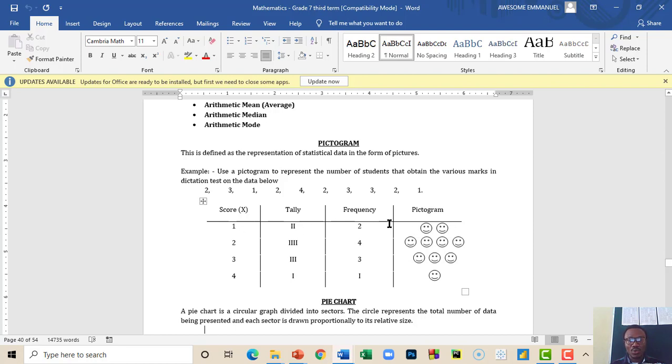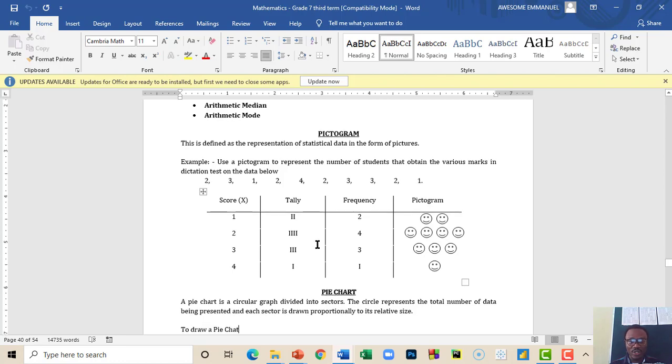The same thing applies to 2. 2 occurs 4 times. We put 4 smiley faces there. 3 occurs 3 times, 3 smiley faces, and 4 occurs 1. So this is just pictogram. But like I said, we're just trying to revise.